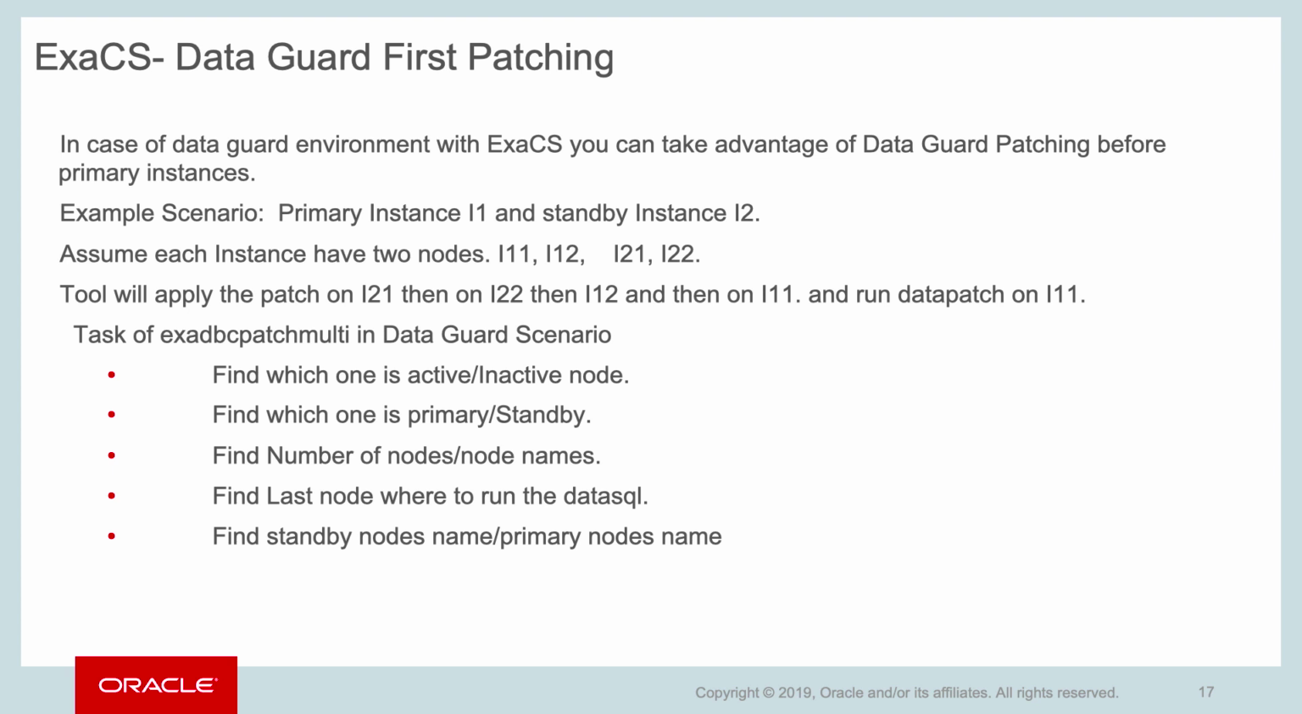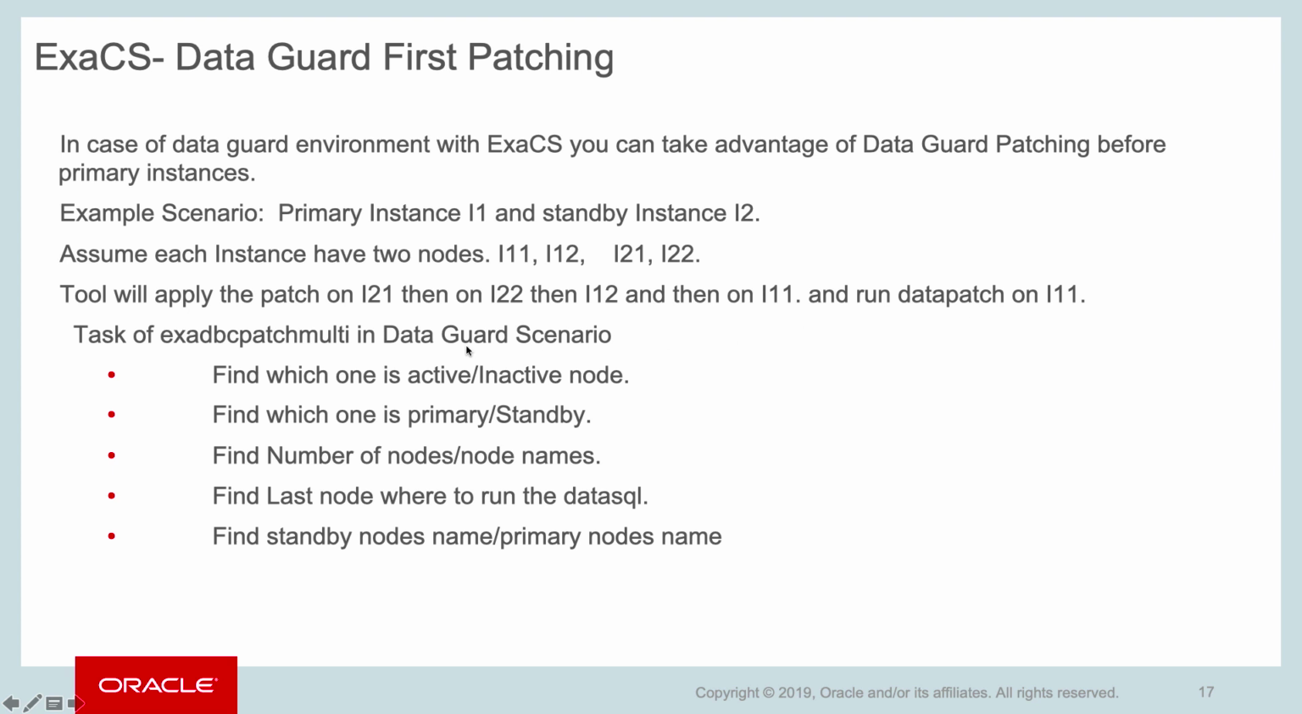In case you have a Data Guard environment in Exadata Cloud Service, you can take advantage of Data Guard patching before applying any patch on the primary instances. For example, here I'm considering we have a primary database instance L1 and a standby instance L2. Both of these databases are running on two-node RAC clusters, so L11 and L12 belong to the primary database, and L21 and L22 belong to the standby database. The tool will apply the patch on L21, then on L22, then on L12 and then on L11, and run the datapatch on L11 when all the nodes are already patched.